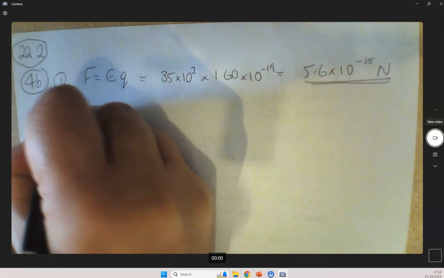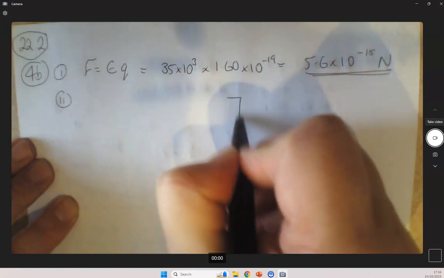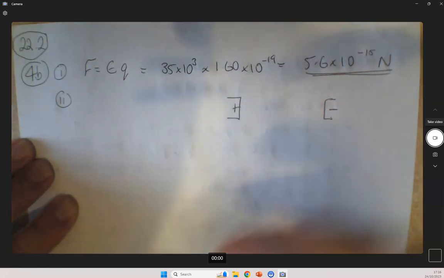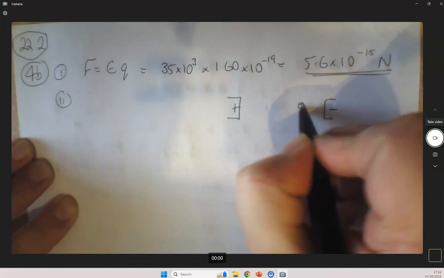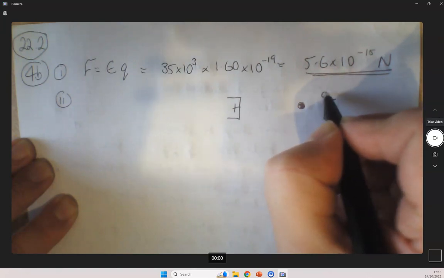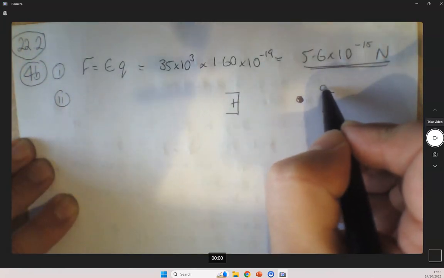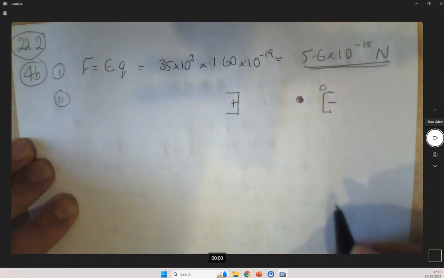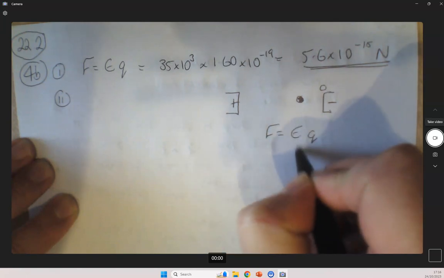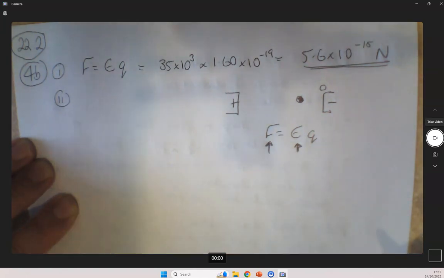Alright, part 2. So, what's going to be going on? We've got a positively charged plate and we've got a negatively charged plate, and a given particle, let's say it's an electron here. The stronger the electrical field, the greater the force is going to be, because F is equal to EQ. So you're increasing the electrical field, you are increasing the force on the particle.